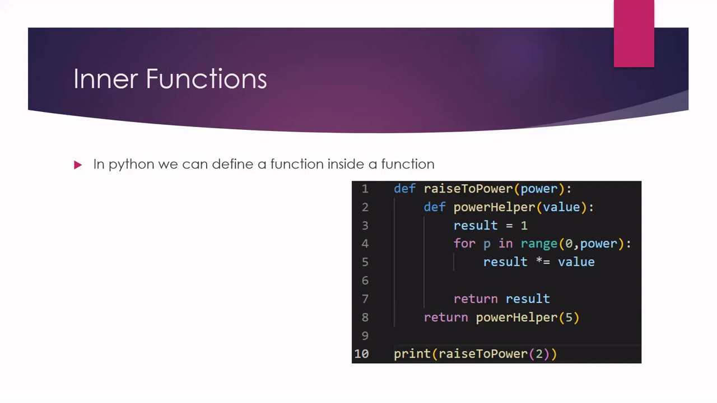Now, where would this function be accessible? Would it be accessible outside of the raise to power? No, because the function raise to power creates a scope. So the function created within it is only accessible inside of it. So if we want to call the power helper, we have to call it inside the raise to power. Okay, let's try this out.